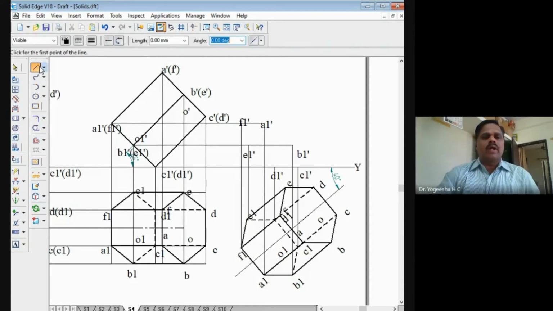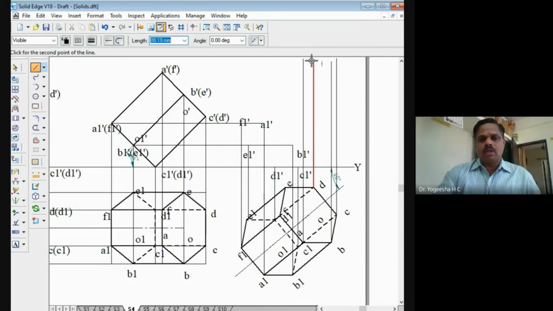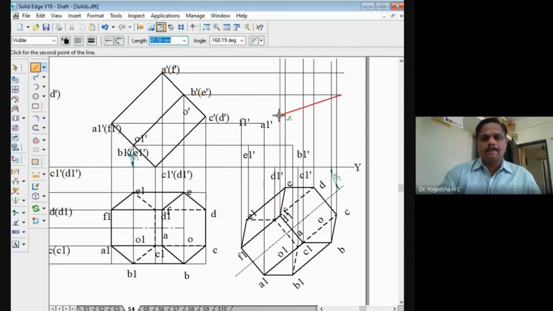Similarly, we'll mark the points A, B, C, D. So projector line drawn from A here, like this. Projector line drawn from B. Projector line drawn from C. Projector line drawn from D, vertical lines will draw. Then E, then F here, F. Then horizontal lines will draw like this. B, like this, then C. Extra lines will trim off.